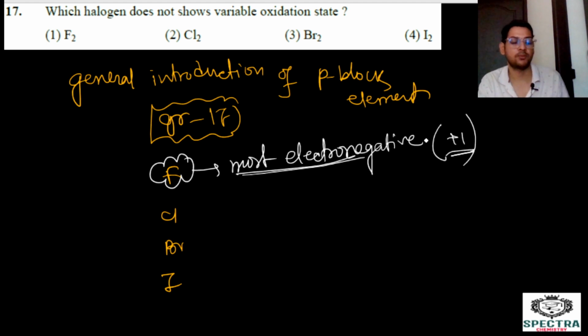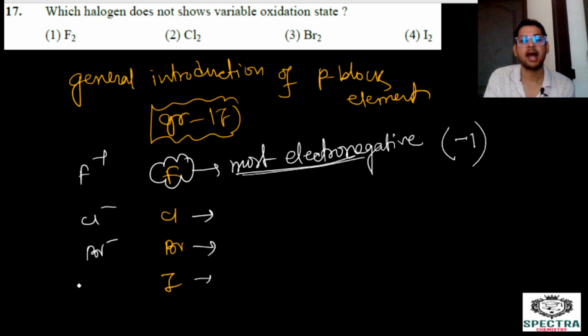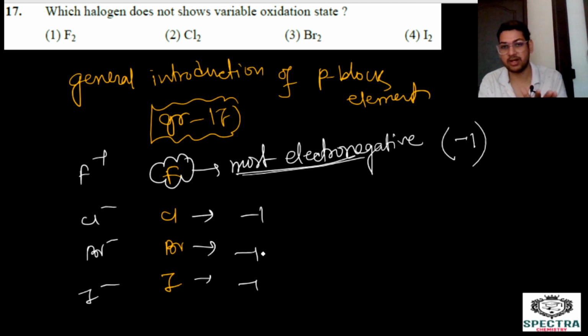So for fluorine, as it is most electronegative, it is always and always in -1 state. It cannot show variable oxidation state. Sir, I know that fluorine is -1, but chlorine minus, bromine minus, iodine minus also I have heard. Yes, all of them can show -1. That is very good. But fluorine can show -1 only, no other thing.